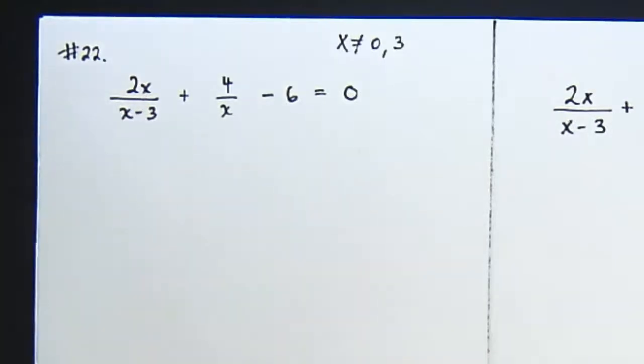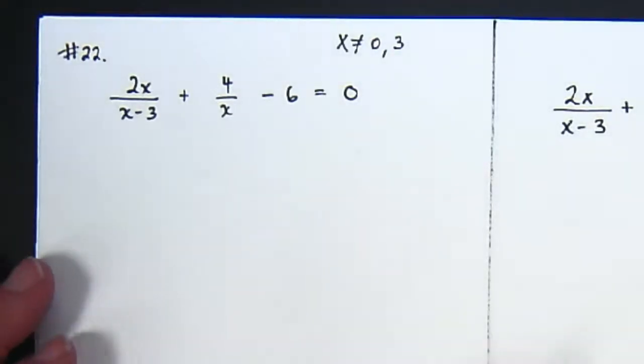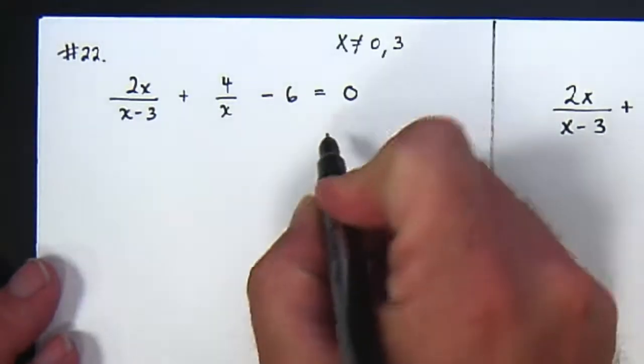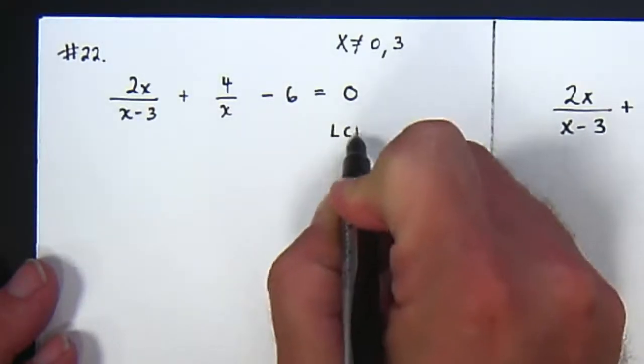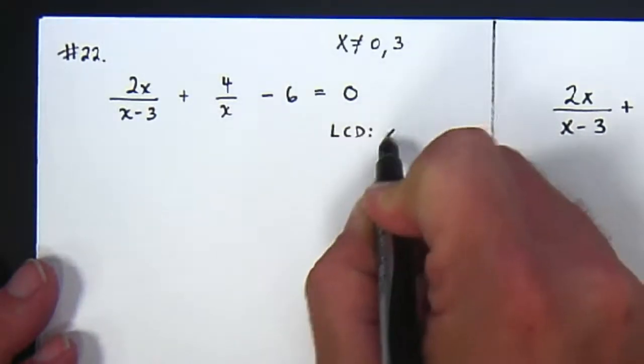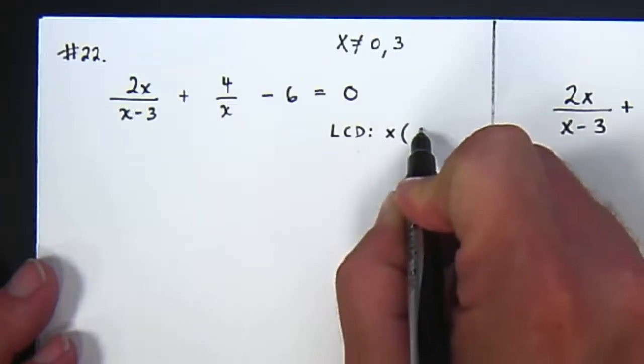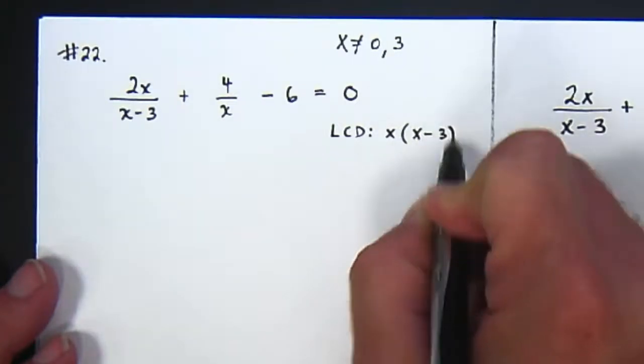It doesn't matter what way you solve it, you should always make a note of the restrictions that are imposed by the denominator at the beginning of a problem when you're solving rational equations. Well, my next thing I want to do is find the least common denominator. Here it's x times x minus 3.